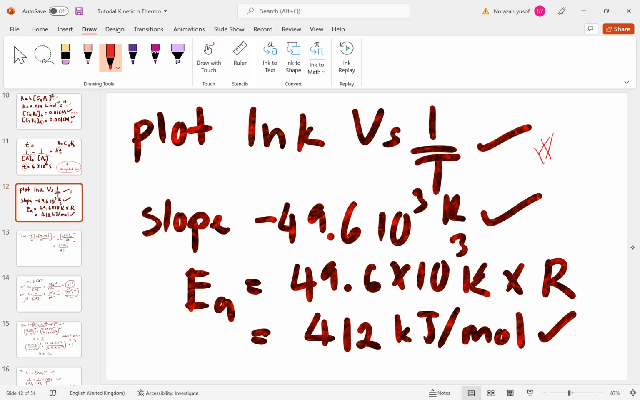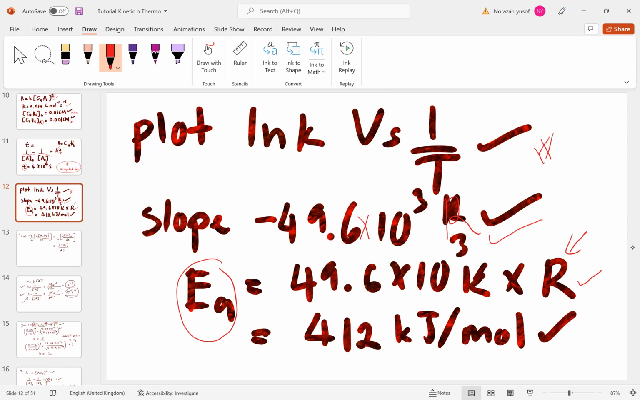The slope ratio, okay. So you will get this value, this is R. The slope is negative 49.6 times 10 to the power of 3 times R. That is its slope value. So you have to look at the Arrhenius equation, and from there you can calculate EA. This also requires looking at the Arrhenius equation. I don't have it open and I don't remember the Arrhenius equation, but you can get this EA from this calculation.